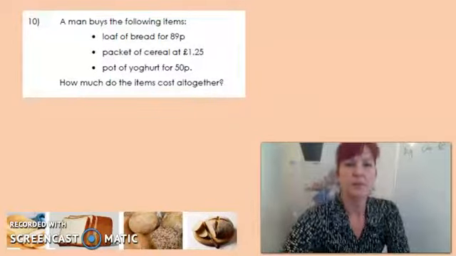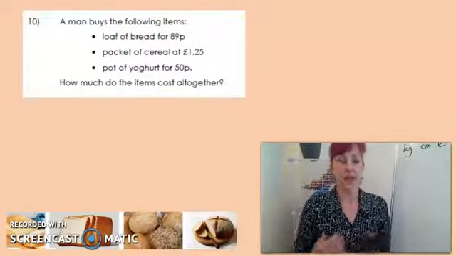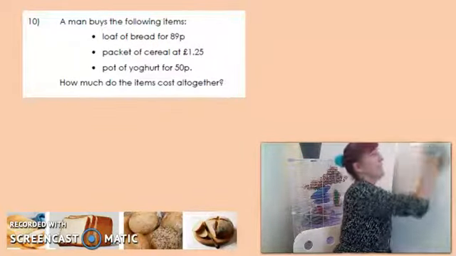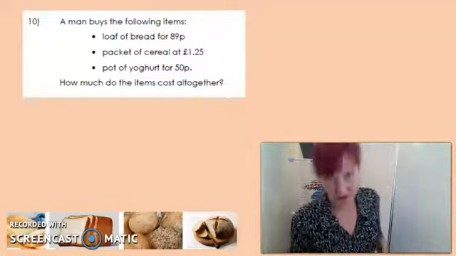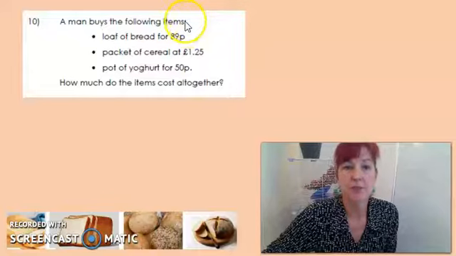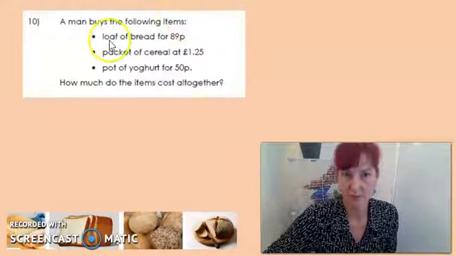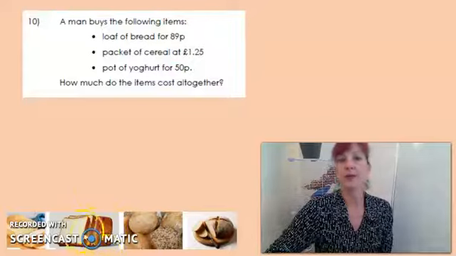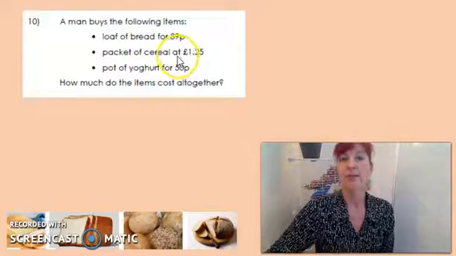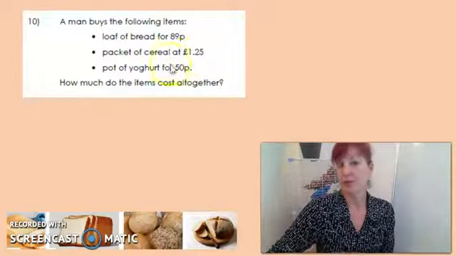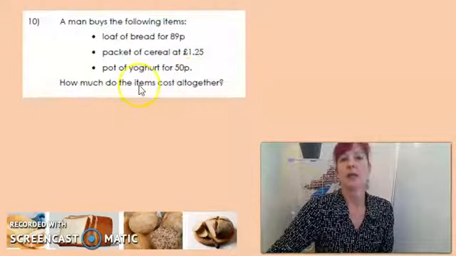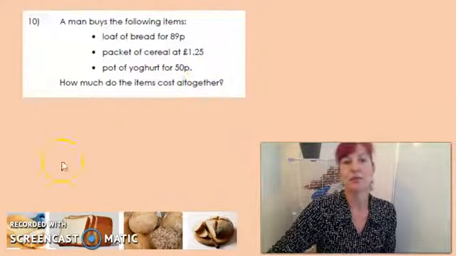Okay, so a man buys the following items. I can instantly spot the problem here. They're mixing pennies and pounds, and it never works. It's all got to be one or the other. Man buys the following items, nice semicolon there. So we've got a list. Loaf of bread, that's a loaf of bread for 89p. Packet of cereal at £1.25. Pot of yoghurt at 50p. How much do the items cost altogether?